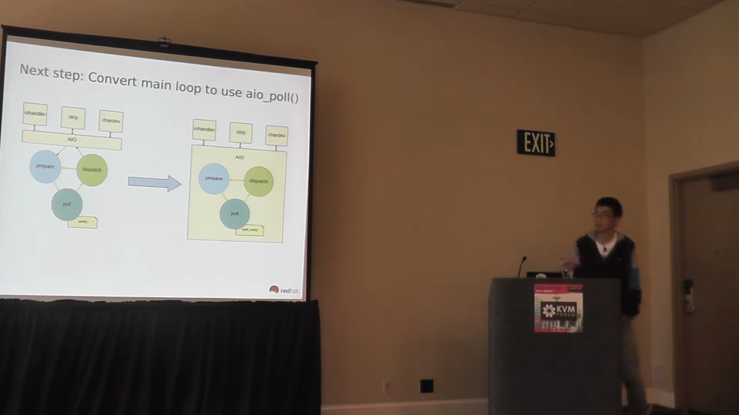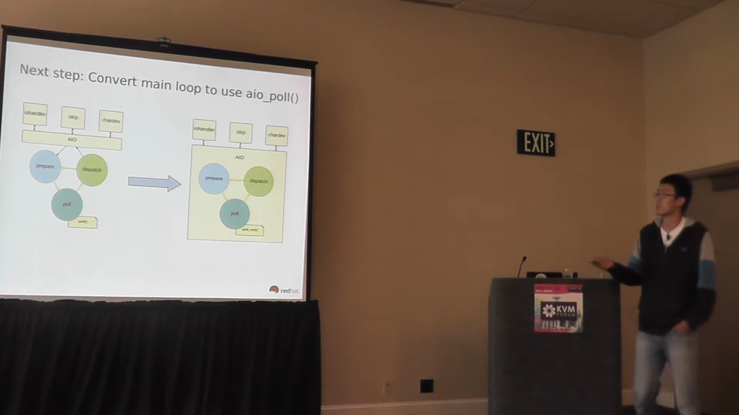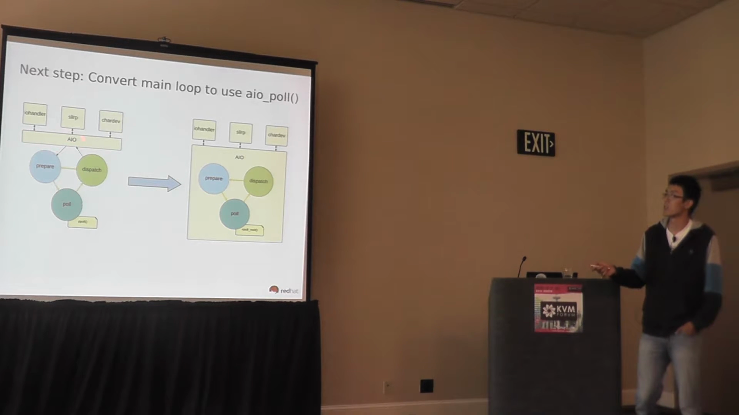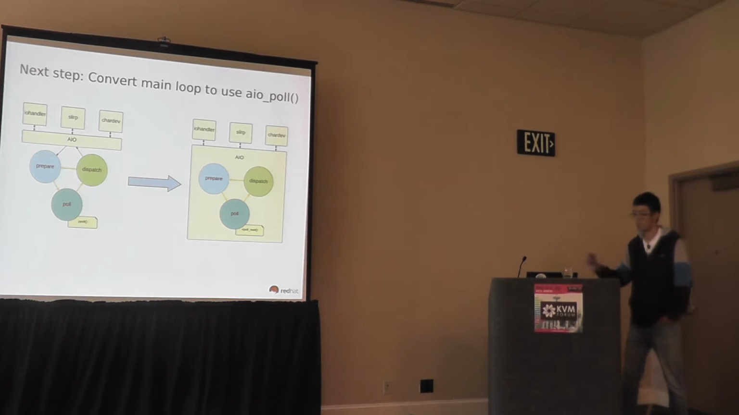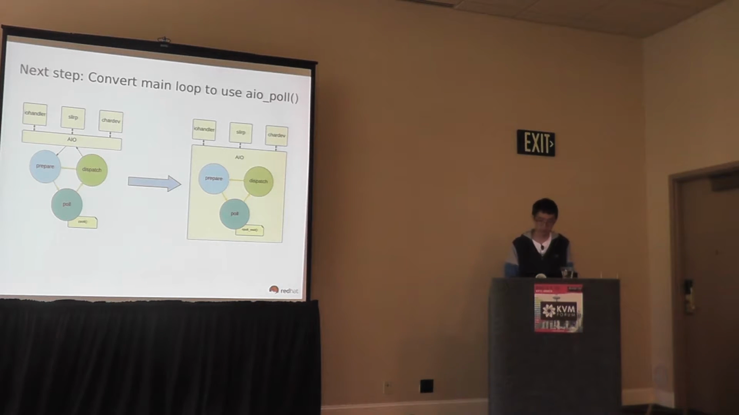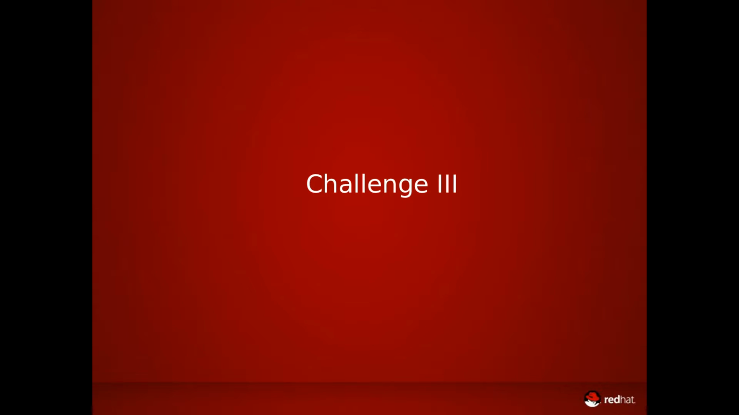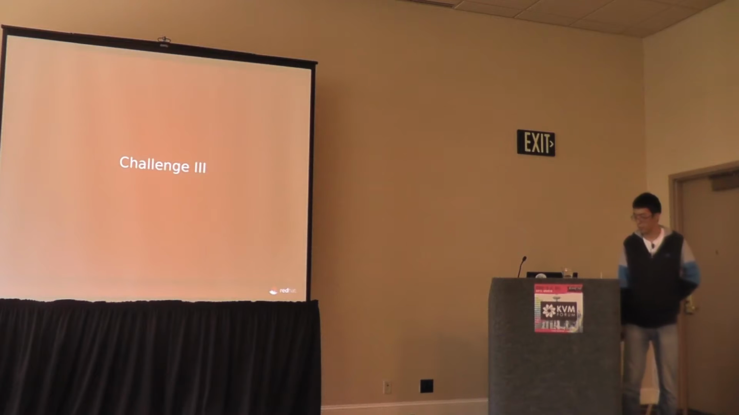So the difference in the bottom is that if we only convert things on top of AIO, we would still need poll. But later, when we just eliminate everything in main loop, we can have the epoll. Okay, that's about it. I'll go into challenge 3.